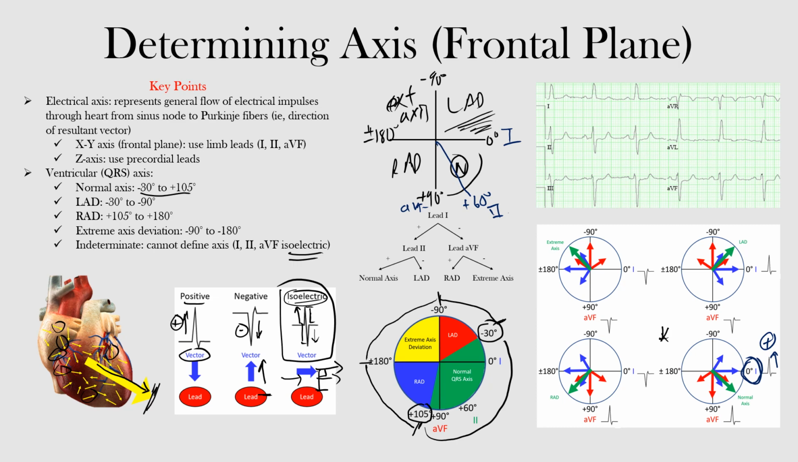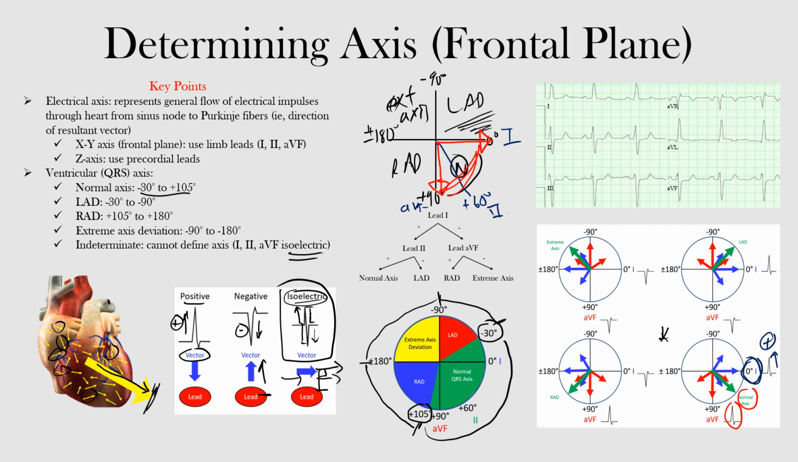So what we would do is draw a vector going towards lead 1. Then if you look at lead AVF, this is also a positive upright vector, so the vectors are heading towards AVF, and that means our axis sits somewhere in between there. In between there is our normal axis range.